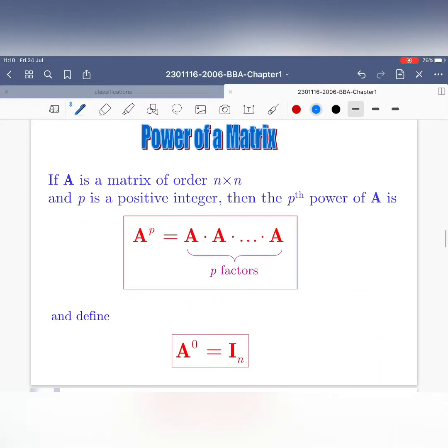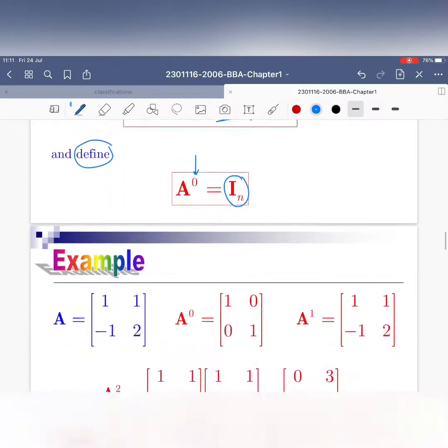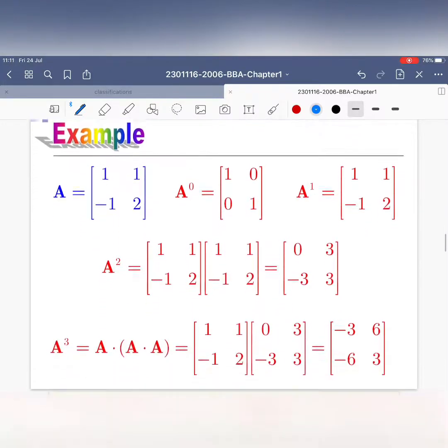Another thing that you may need to know is the power of a matrix, okay. So if your A is a square matrix of order n by n, then A raised to the power p means that you are going to multiply your A by p factors, or p copies. And if you have your A raised to the power 0, you are going to define it to be the identity matrix In.